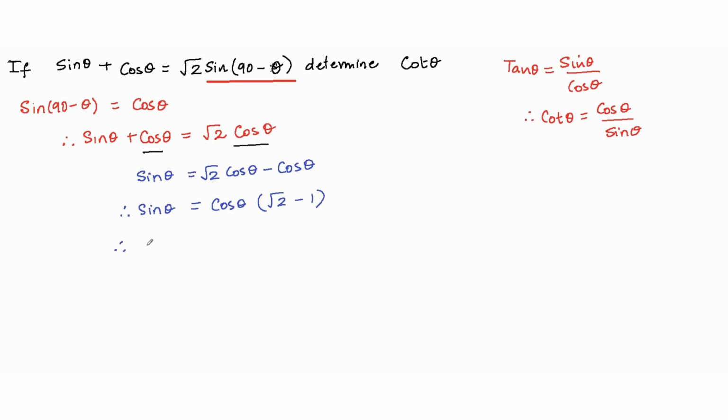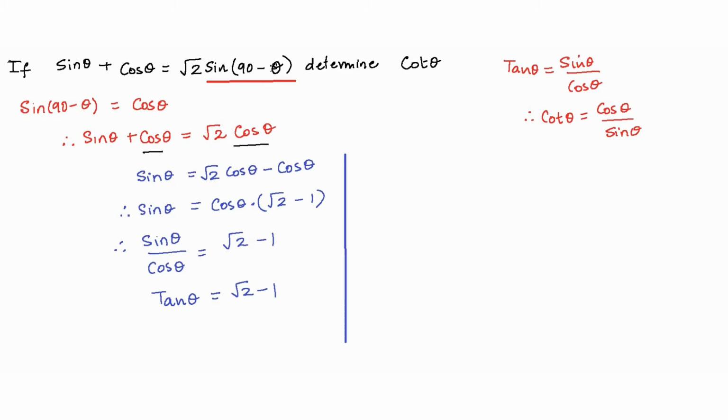And therefore, I can say that sin theta divided by cos theta can be written as root 2 minus 1, right? So cos theta was in multiplication with root 2 minus 1. On the other side, it transposed to division. And therefore, tan theta is root 2 minus 1. But what I need right now is cot theta. So I am going to take reciprocal on both sides.